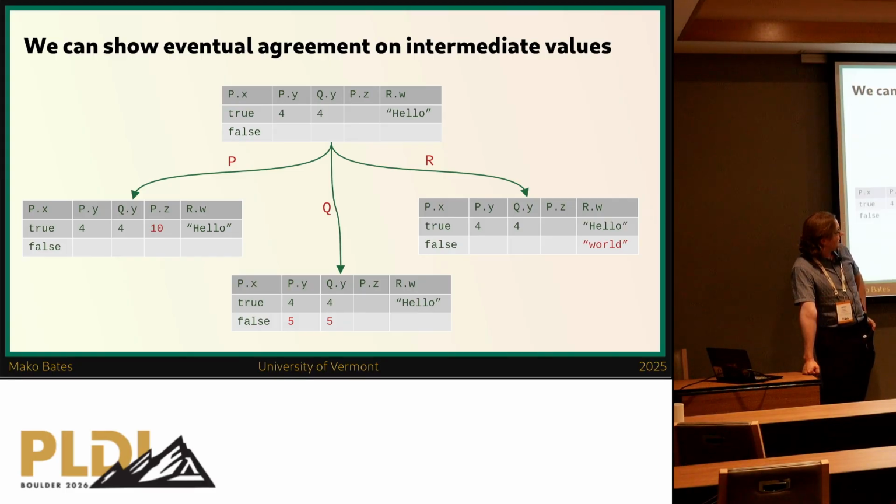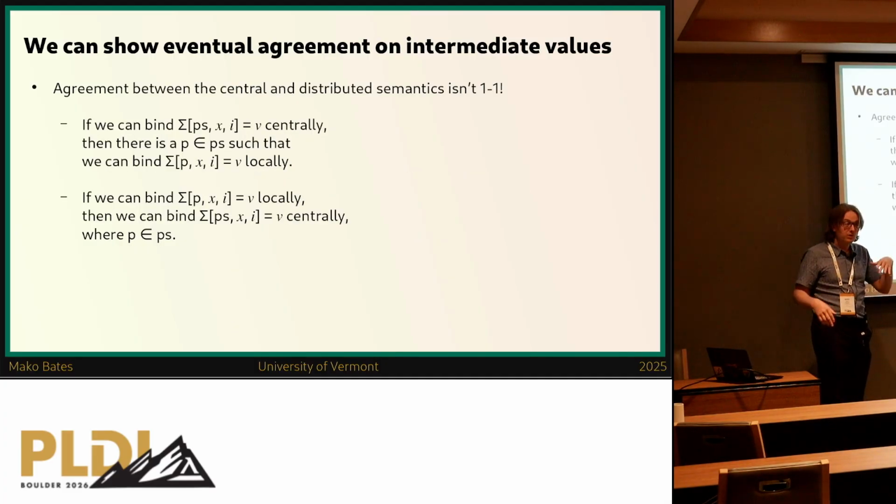The thing that should stand out is that when Q stepped and wrote 5, we put 5 in for P.Y as well, even though P is not ready to evaluate Y for the second time. The reason we can do that is that I'm talking about the central semantics, where we paper over some of those differences. And in order to get agreement with our network or distributed semantics, we need to say what actually is the relationship between the two? It's not one-to-one. It's this more subtle kind of eventual coverage. If you can bind a variable in one of your semantics, then there's going to be a corresponding binding that can happen in the other, and vice versa.